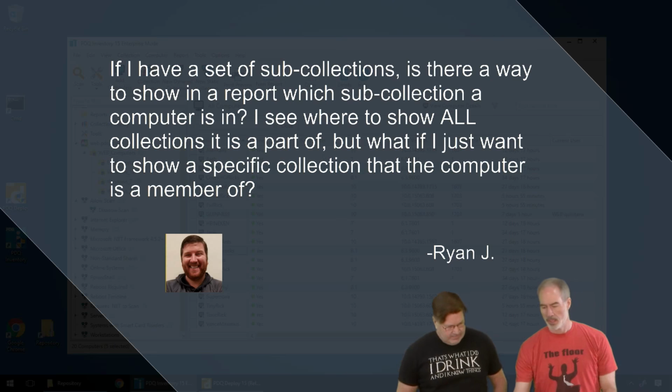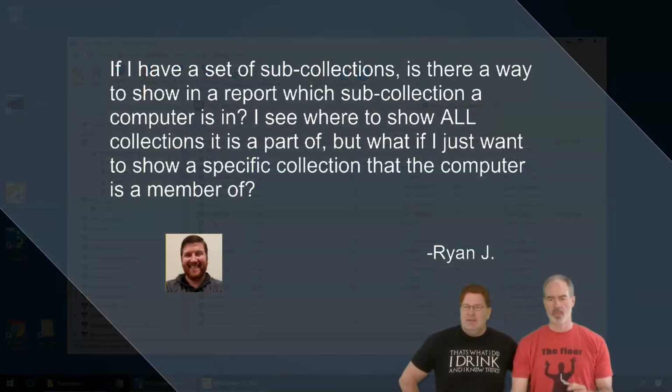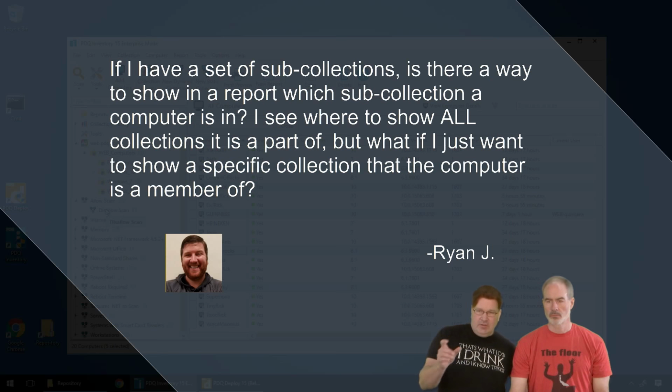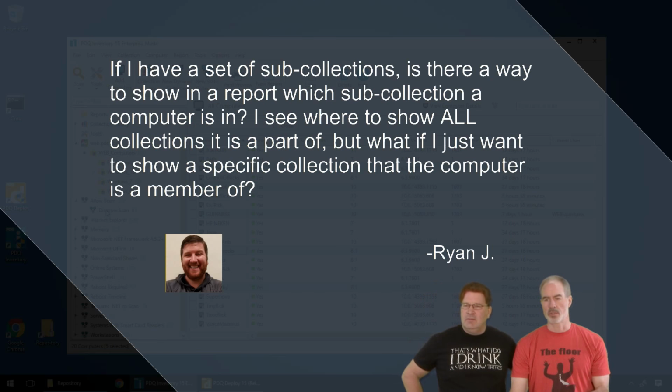Okay, I got to read that one more time. Will you put that up on the screen just one more time? Okay, you have a set of sub-collections. So we've got a root, and we've got a set of sub-collections, kind of like this. Show all the collections a computer is part of. So you want to show all collections that it is a part of, but what if I just want to show a specific collection that the computer is a member of?